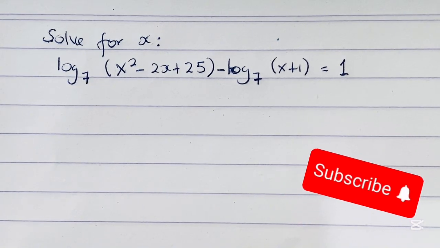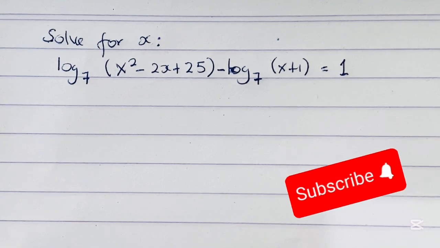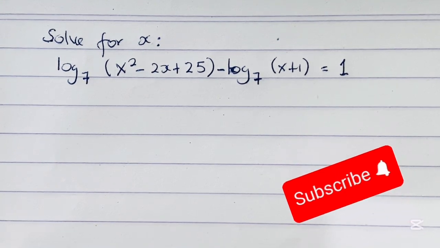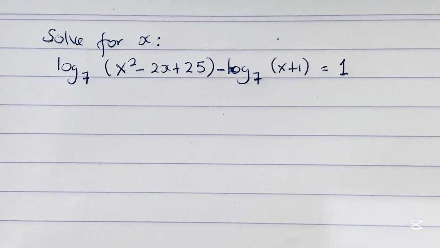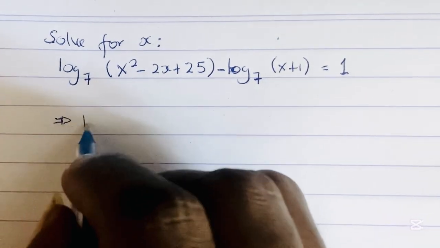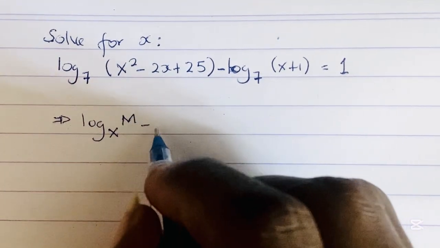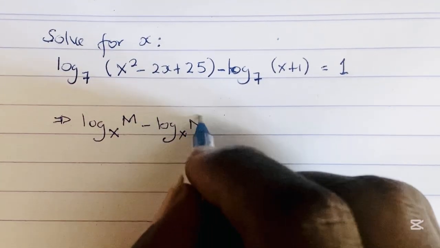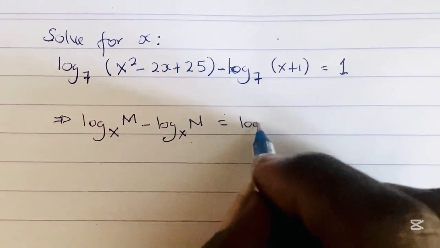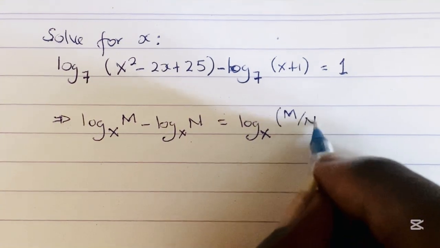We are going to find the values of x. So in this video we are going to apply the quotient rule and the identity rule of logarithms to solve this problem. So first step, recall that log x of m minus log x of n is equal to log x of m divided by n.